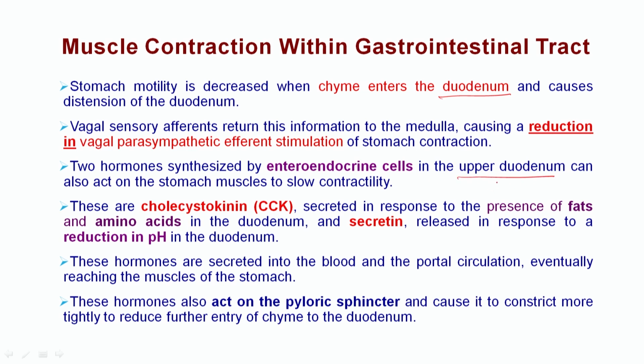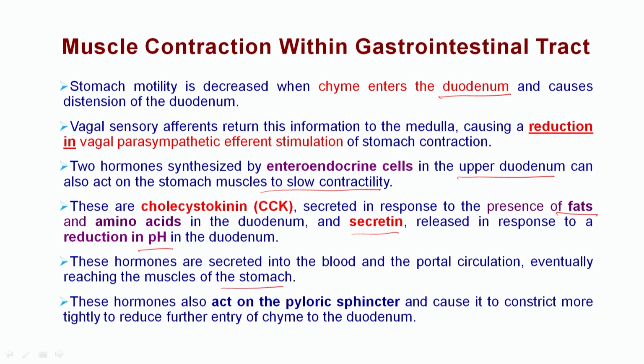These enteroendocrine cells are located in the upper duodenum and secrete hormones that also act on the stomach muscles to slow the contractility. So these hormones secreted from the upper duodenum decrease the stomach motility. These are cholecystokinin, secreted in response to the presence of fat and amino acids in the duodenum, and secretin, released in response to the reduction in pH in the duodenum. These hormones are secreted into the blood and the portal circulation, eventually reaching the muscles of the stomach.